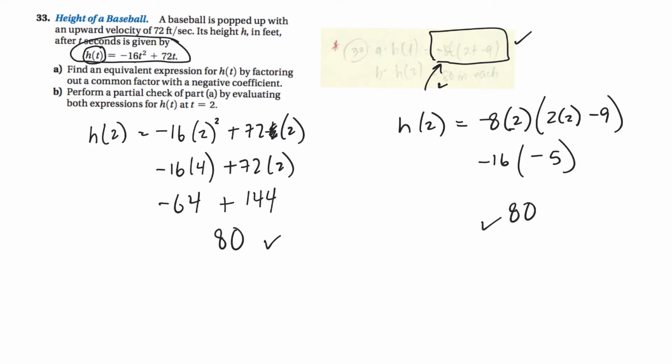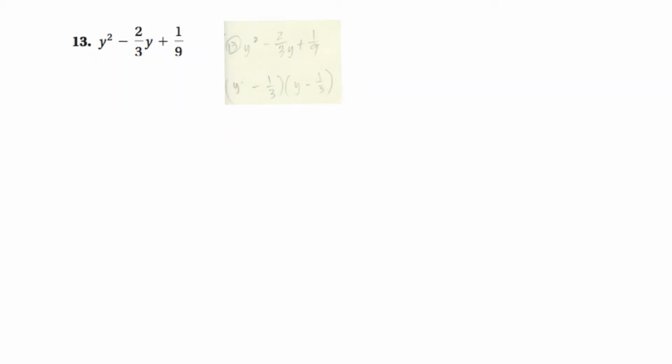So that's the partial check they were talking about. It looks like what you had done here was good. You factored it properly. And then you do get 80 in each, and you get that by plugging in a 2 in this factored form and in the original form. Good. All right. Next question was how to factor this one.